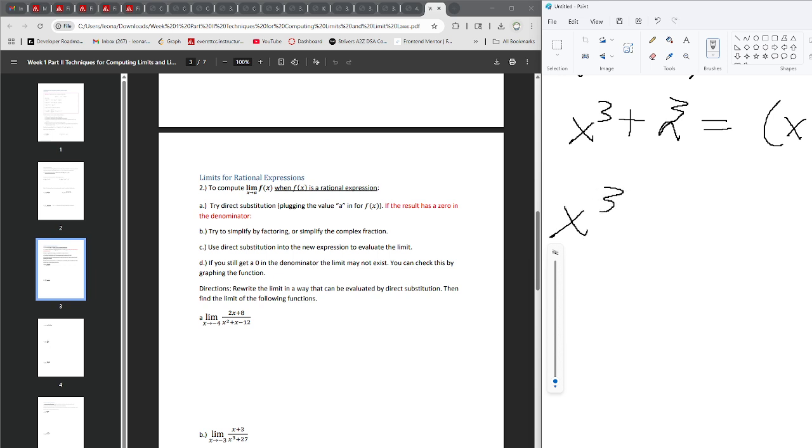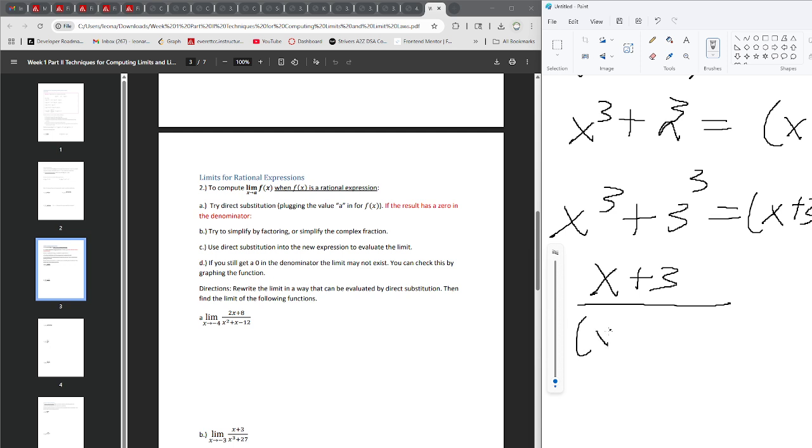So knowing that, we could rewrite x cubed plus 27, or 3 to the 3, as x plus 3, x squared minus 3x plus 9. Yay. Which means, rather than x plus 3 over x cubed plus 27, we have x plus 3 over x plus 3, x squared minus 3x plus 9. This cancels out, so we have 1 over x squared minus 3x plus 9.